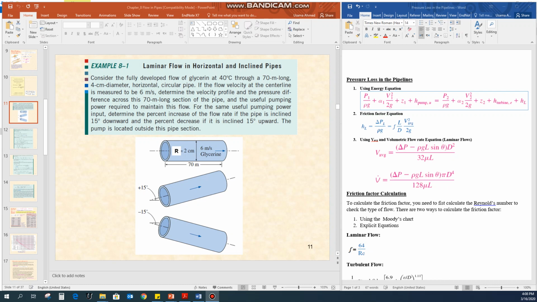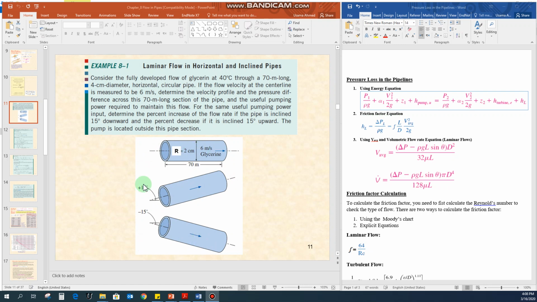Assalamu alaikum everyone. Today we have to start this example 8-1, which is about laminar flow in horizontal and inclined pipelines. And to solve this question we have to calculate the pressure drop in the pipeline and the head loss in the pipeline, and then we can actually calculate the volumetric flow rate of a fluid in the pipeline, having the horizontal pipeline and also in the inclined forms.